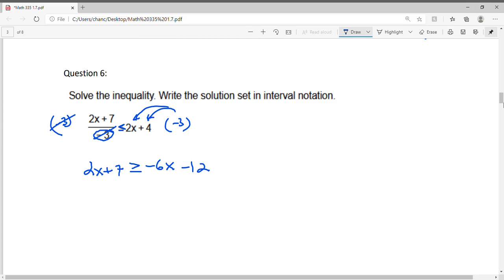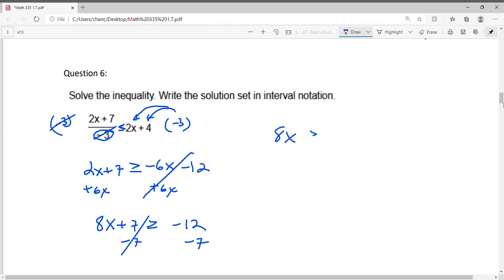Let's get the x on the left side, so let's add 6x to both sides. This gives us 8x plus 7 is greater than or equal to -12. We'll subtract 7 from both sides. 8x is greater than or equal to -19. Let's divide both sides by 8. And I have x is greater than or equal to -19 over 8.